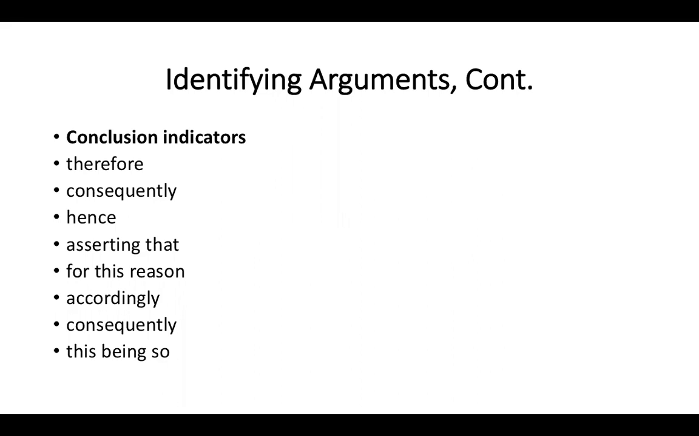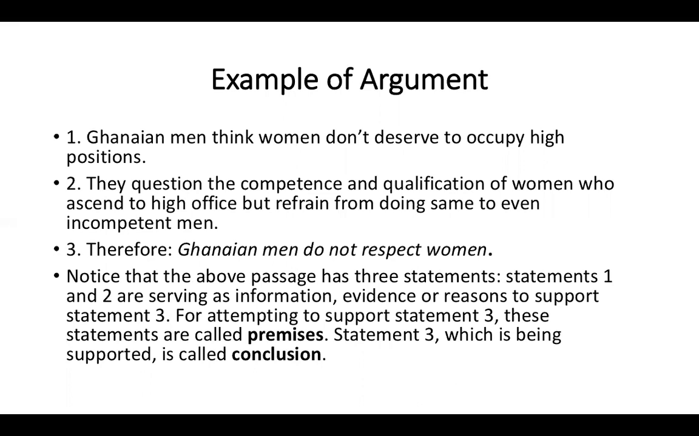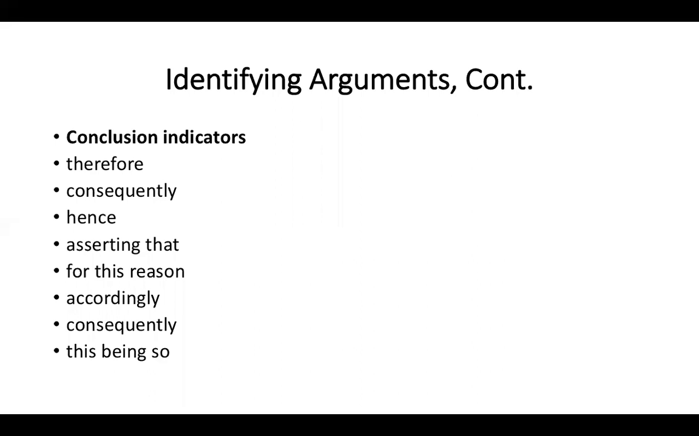For example, in the argument we presented earlier, you will see that statement 3, which is a conclusion, started with the word "therefore." So let me go back to that argument. Statement 3 says, "Therefore, Ghanaian men do not respect women." Now, you can replace the "therefore" with the other conclusion indicators. You can replace it with "consequently," with "for this reason," with "hence," with "this being so," and so on.